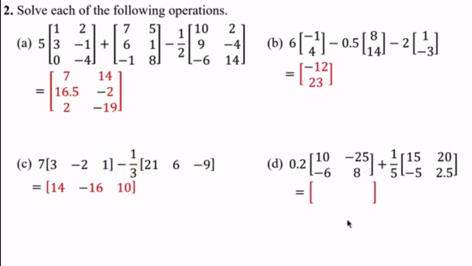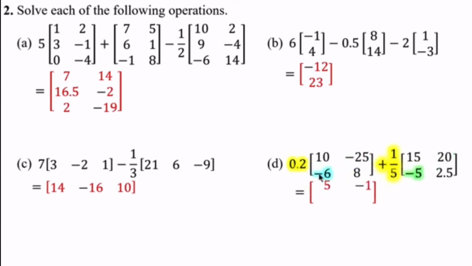Okay, let's proceed to the last question. It is 0.2 times 10 plus 1 over 5 times 5, right? So we use a highlighter, highlight row by row, so we won't make mistakes. So negative 0.2 times negative 25 plus 1 over 5 times 20, right? So we'll get the answer. Alright, so let's proceed to the rest.